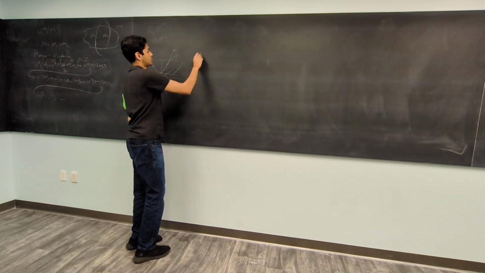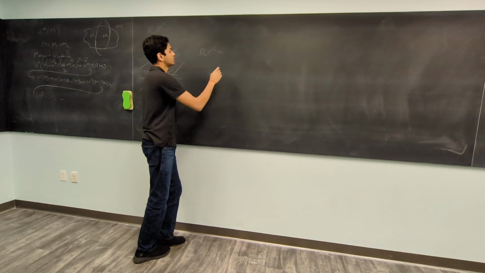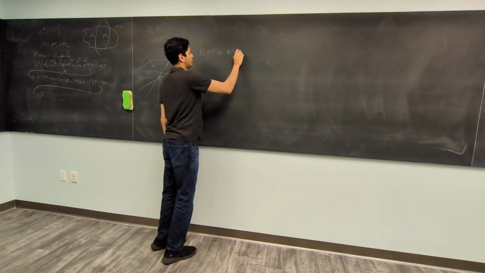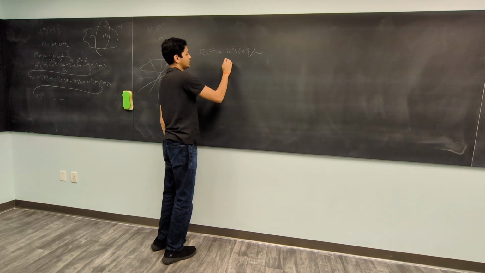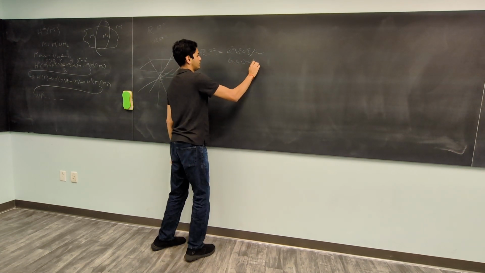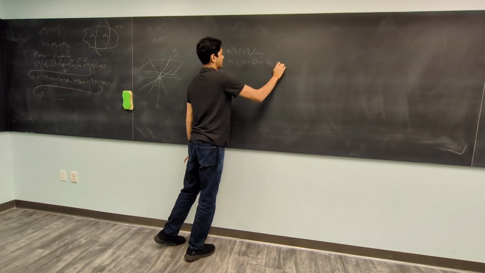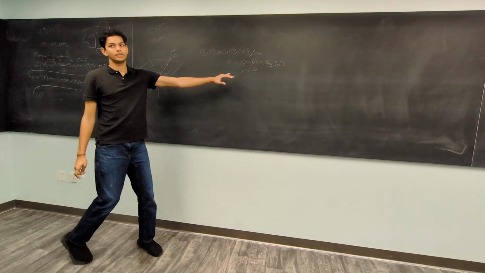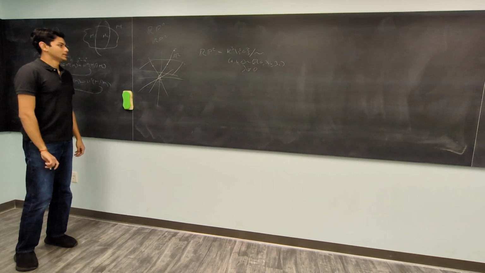So the definition is: RP2 is defined as R3 minus 0 modulo scaling. The scaling condition is that (A, B, C) is equivalent to any scalar multiple (λA, λB, λC) where lambda is non-zero. The reason we exclude lambda equals 0 and the 0 point is because otherwise everything would be equivalent to 0.